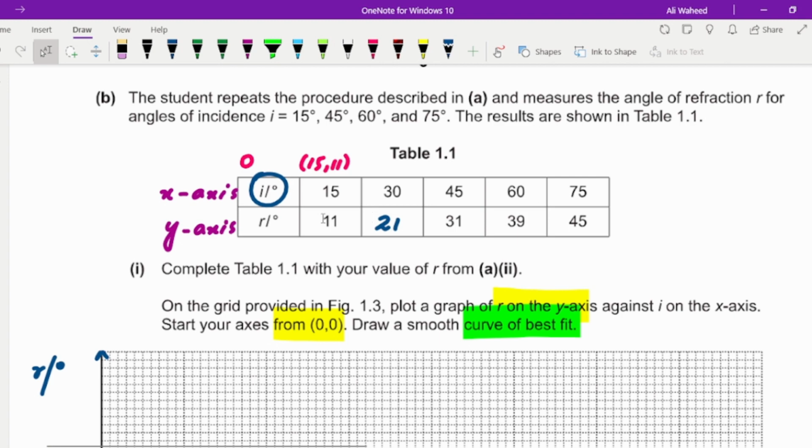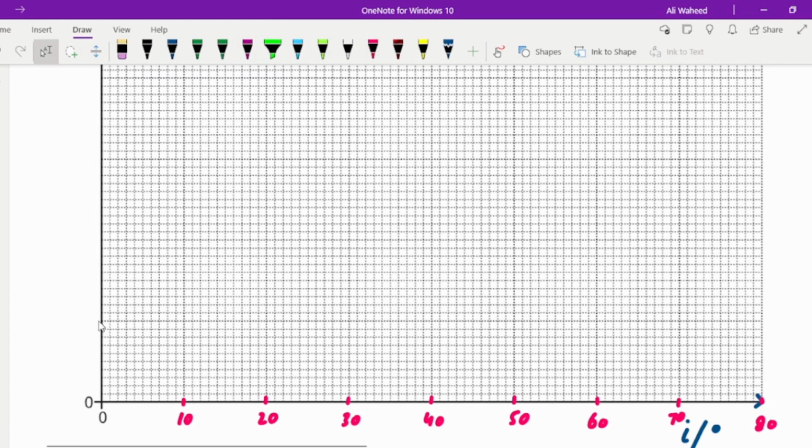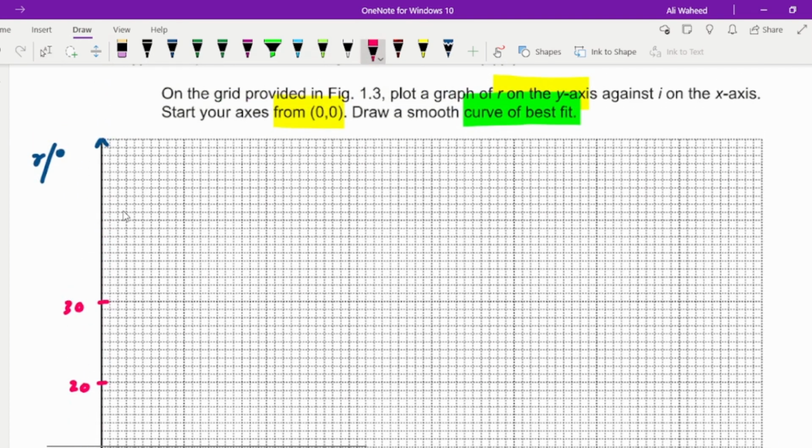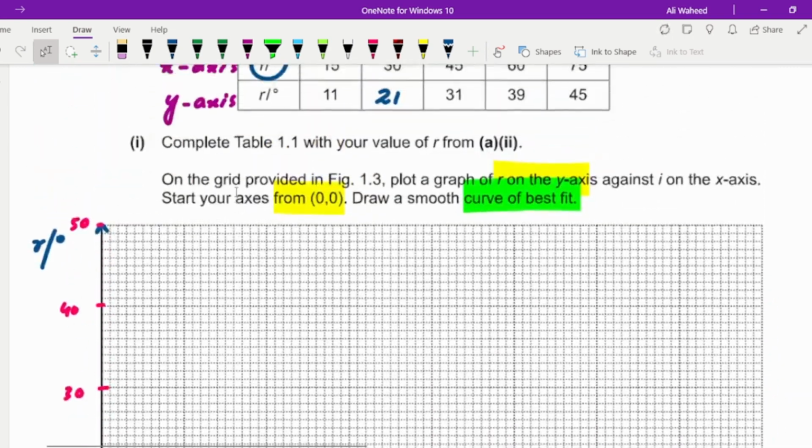The y-axis has to start from 0 all the way to 45. Let's consider 50. So 10, after the next 10 lines we have 20, 30, 40, and 50. Alright, you don't even need to write all the values, but just for the sake of convenience, I'm writing all of them.